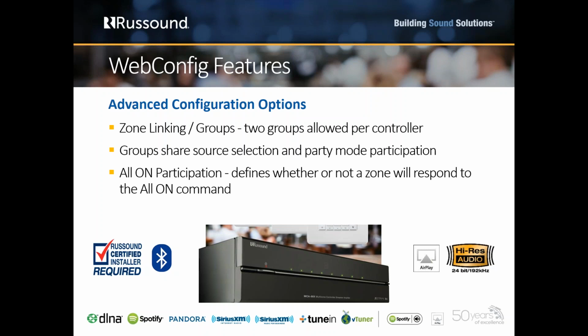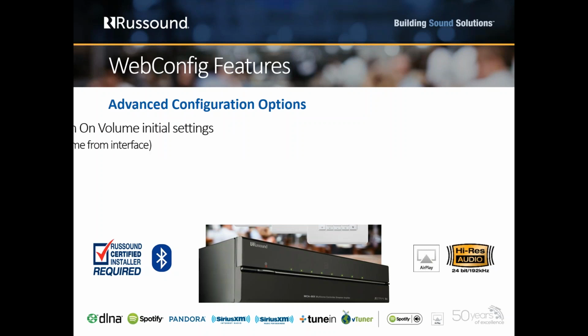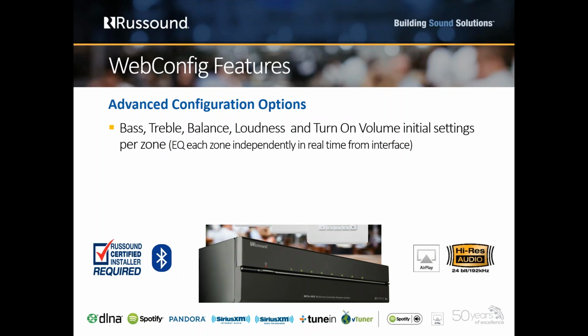For all on, I can define within web config on each zone whether I want it to participate in all on, all off. Okay? Grammy's room, you may not want to have that one come on with all on. I would take the common rooms that are used by pretty much everyone in the house and have those all come on with all on. And then bedrooms, things like that, maybe have those separate. You've got to turn them on manually in each zone. Also, bass, treble, balance, loudness, turn on volume, all these initial settings can be done within web config.